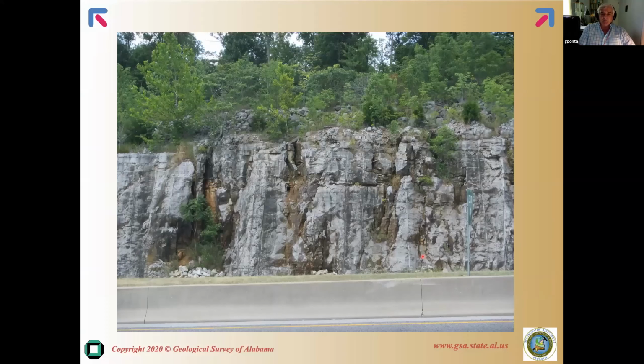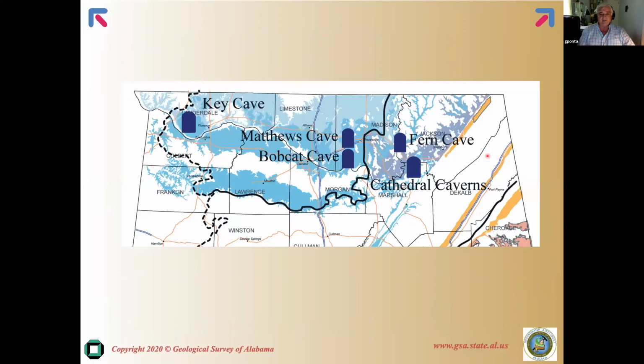Another picture, we have a bluff along the major highways, Highway 72 in Huntsville, Alabama. We have the same horizontal bedding, and here you can see some interesting epikarst features along that main road.